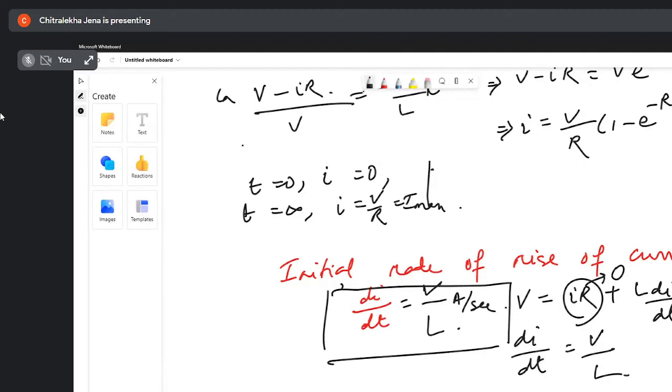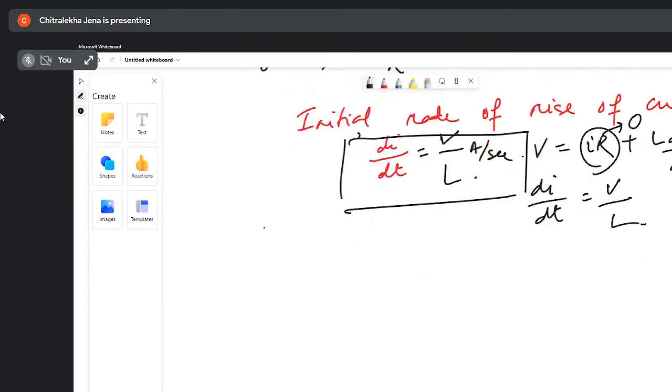Okay. So this is your equation. Now come to the time constant. Yes. Here I will draw the graph between the voltage across the current and voltage across the current, sorry, voltage across the resistor.